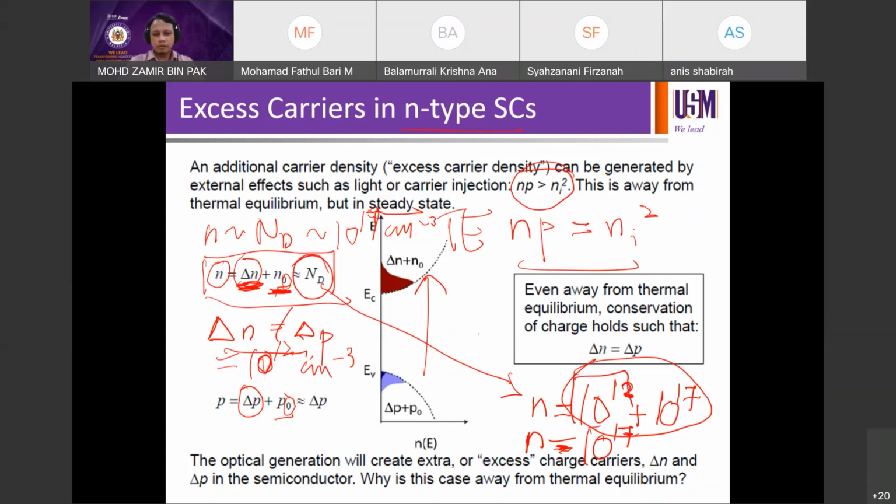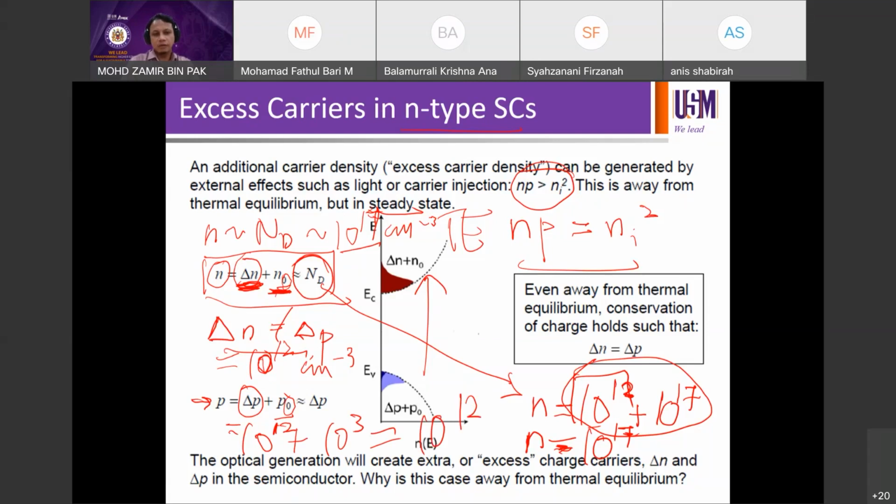However, let me just finish this off. For your minority carriers, let's do the very same thing. Your delta P is 10 to the 12, because delta N is equal to delta P. What is your P naught? If your N naught is 10 to the 17, go back to N P equals N i squared. What is your original minority concentration? Yeah, 10 to the 3, isn't it? So 10 to the 12 plus 10 to the 3, what do you get? For minority carriers, 10 to the 12, right?